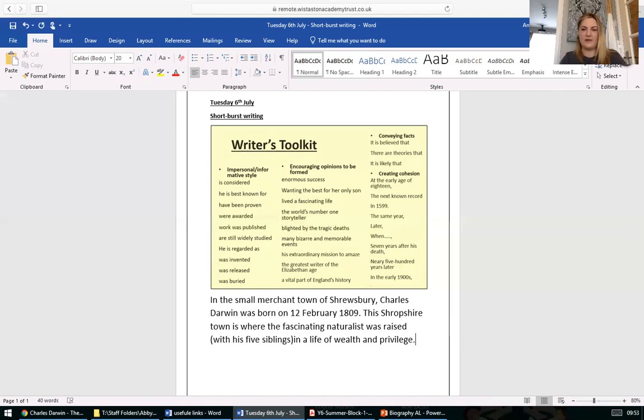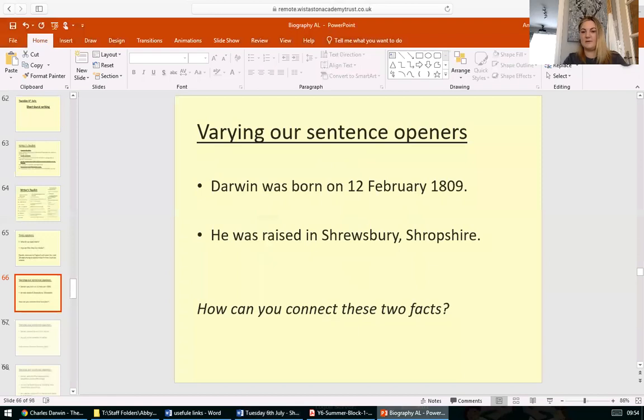So I'm going to read it through again, make sure it makes sense. In the small merchant town of Shrewsbury, I put a comma because that's my fronted adverbial, Charles Darwin was born on the 12th of February 1809. This Shropshire town is where the fascinating naturalist was raised with his 5 siblings in a life of wealth and privilege. So I've used those 2 sentences, but I've added more information. I've made it more interesting.